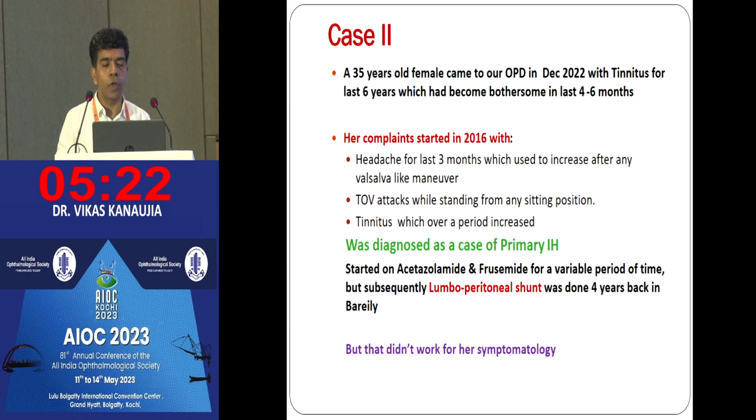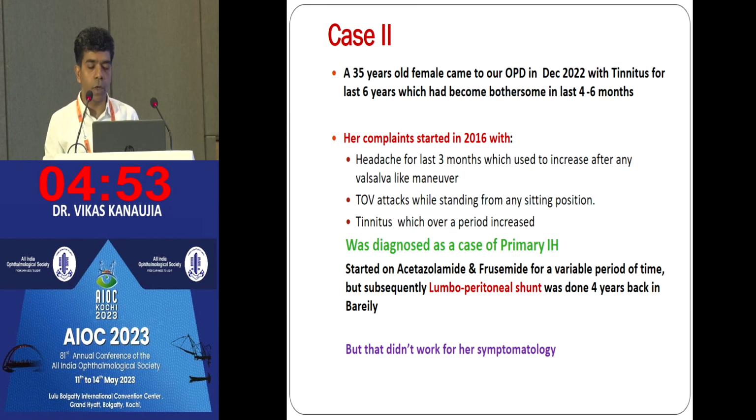So case 2 was an interesting case. Last December, this patient came to us in our OPD. She had been having tinnitus for the last 6 years, which had become bothersome in the last 4 to 6 months. Earlier, in 2016 in Bareilly, she was diagnosed as a case of IIH for her headache, which had been there for the past 3 months, with transient obscuration of vision and tinnitus, which was there but not that bothersome. She was diagnosed as a case of primary IH at Bareilly and started on acetazolamide and furosemide.